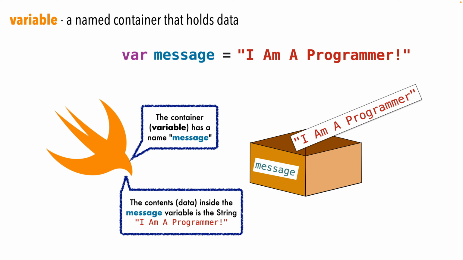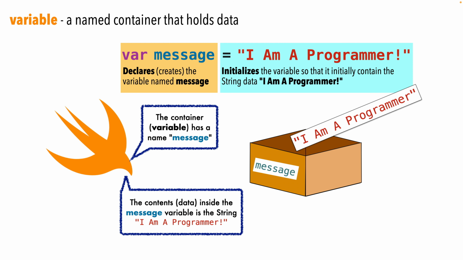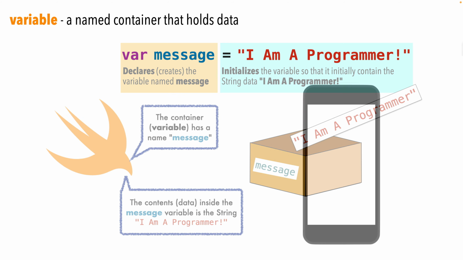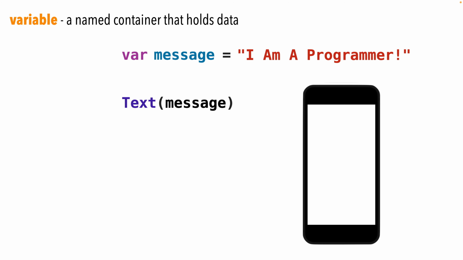Now when we write a statement like this, when we declare a variable using the var statement and we give it data using the equal sign, we say that giving data part is initializing a variable. So message is both declared and initialized on the same line. So now, any place in our code where we refer to this variable message, it'll use the data inside our variable, the string "I am a programmer."